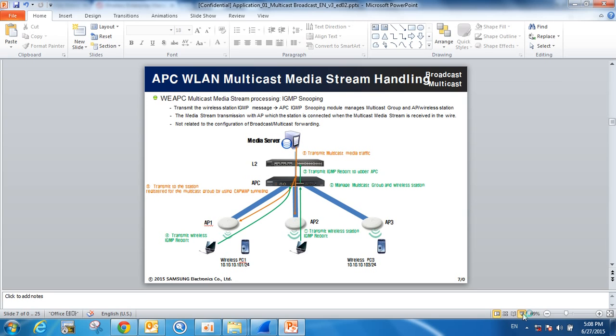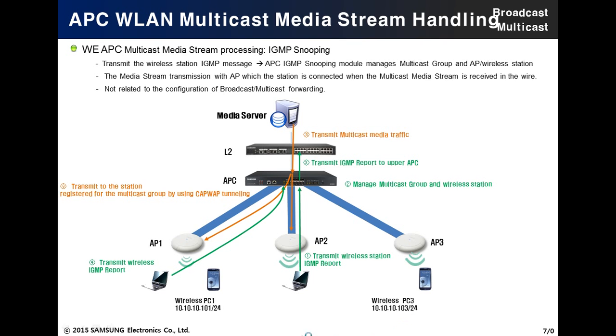So let's look at this example here. It describes it in very good detail. You have a station here, and a station here, and a station here, and all of them are part of the same network. But only station PC1 and the one on AP2 submit the IGMP report, and the controller manages the multicast group, so it knows that on AP1 there's a station who's subscribed to this multicast group, and on AP2 there's a station, but on AP3 there's no station.